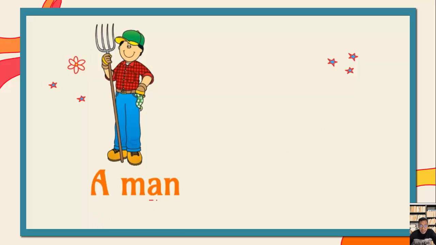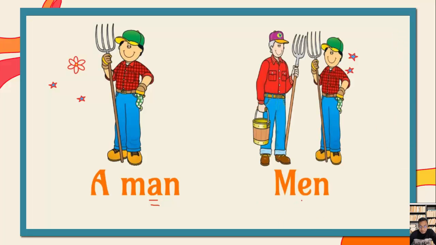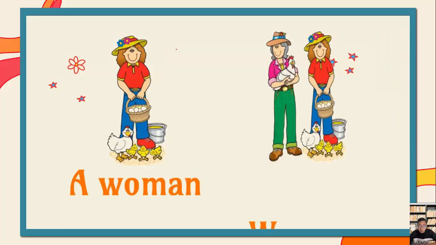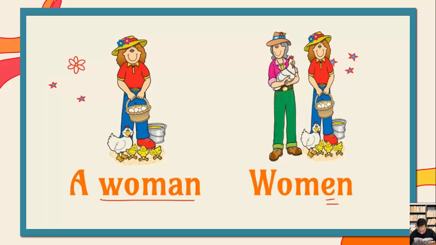For example, this is a man. So it's spelled with a. So a man becomes men. Two men. Let's see question number 10. Woman becomes women. Number 10. Do number 10 now.